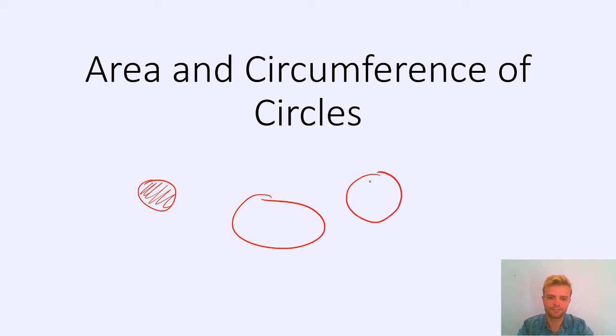All right, here we're looking at the area and circumference of circles. Now, the area of a circle, just like any other area, is the space taken up by the circle. It's the space inside. Circumference is a word you may not know. Circumference is the distance around the outside. So it's a bit like the perimeter, but specifically for circles, it's called the circumference.